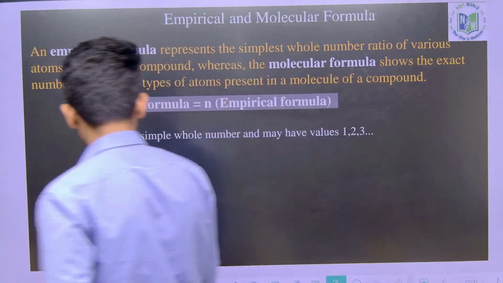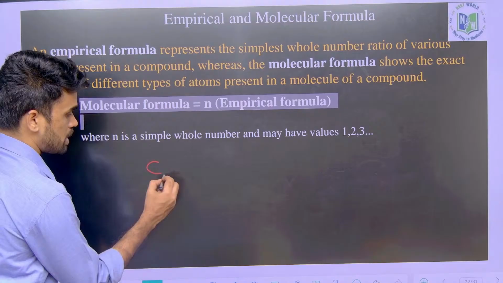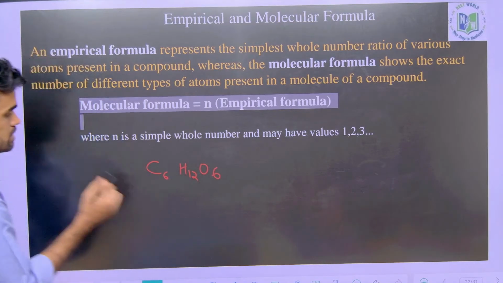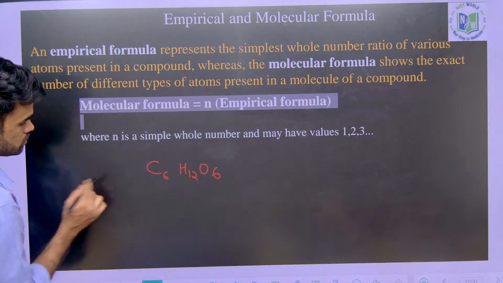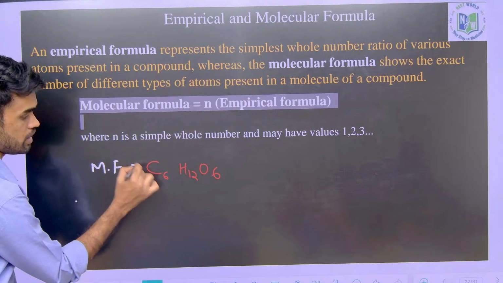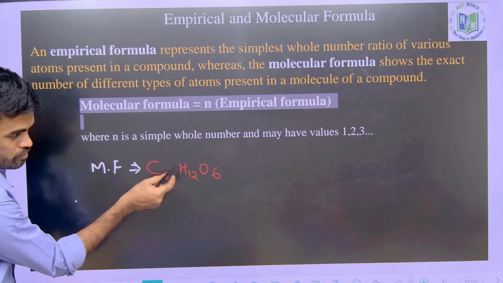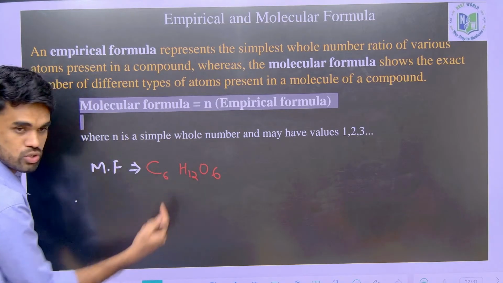What makes the difference between empirical and molecular formula? See, you know the formula of glucose, like C6H12O6. So now take, this is a molecular formula. Molecular formula of glucose, right? Now just try to take one possible number so that it becomes a simple whole number ratio.